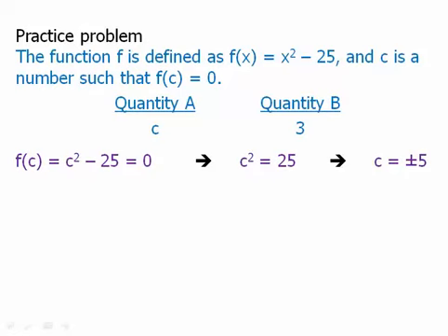Notice that if you forgot to include the plus or minus sign, you would have gotten the wrong answer to this. This question in disguise is actually testing whether you remember that plus or minus sign. Because there is a plus or minus sign, we can't decide on the relationship, and so the answer is D.